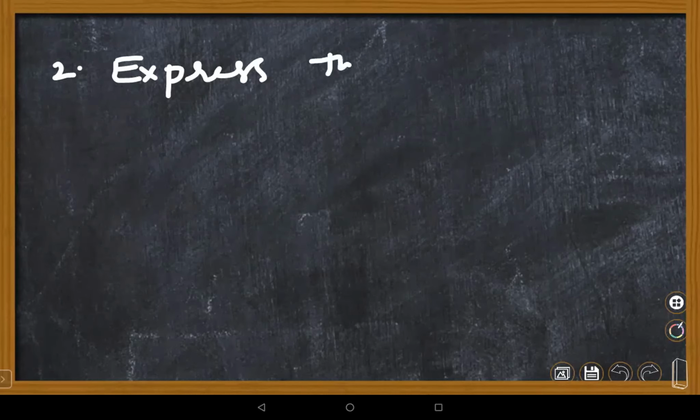Express the ratio in the lowest form. It's a very simple question. Lowest terms: 32 is to 84.